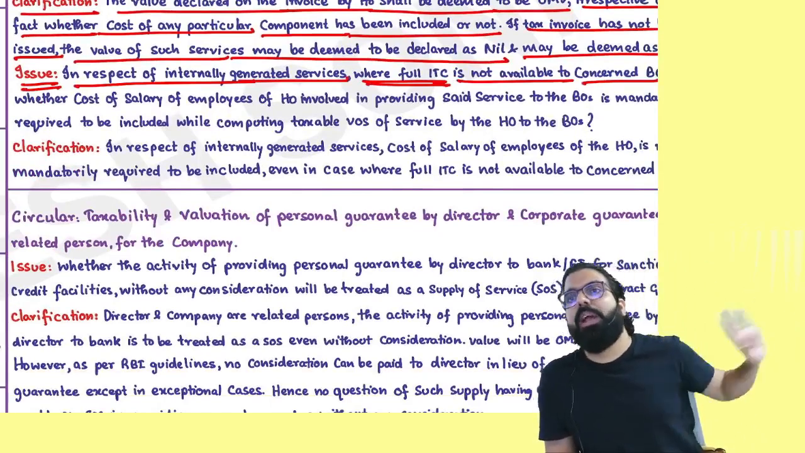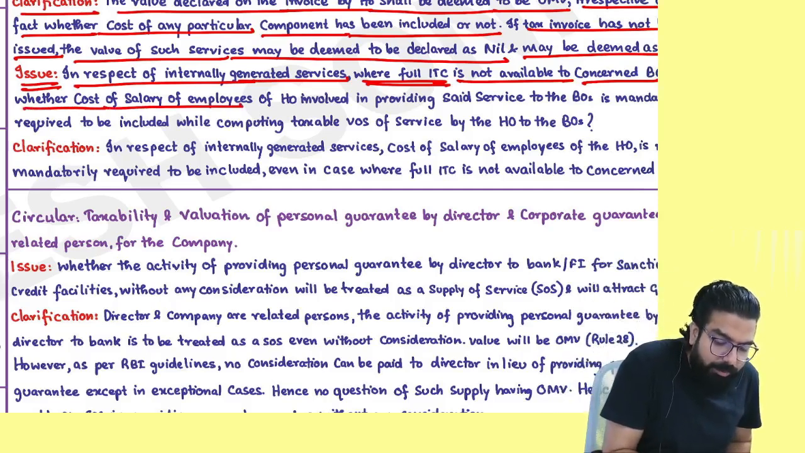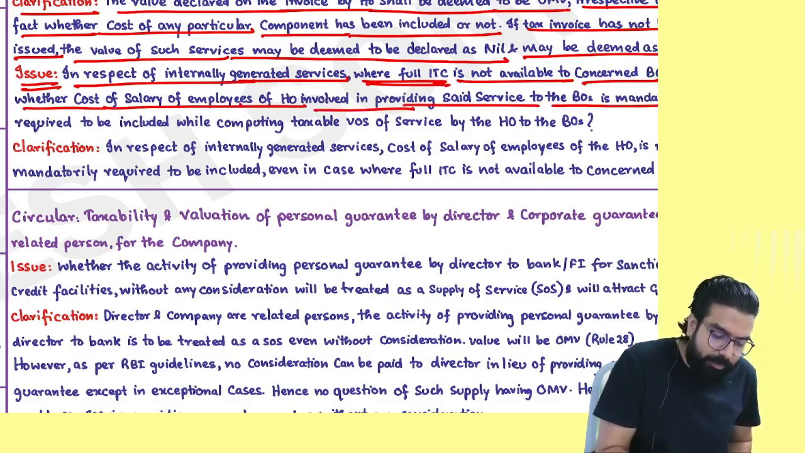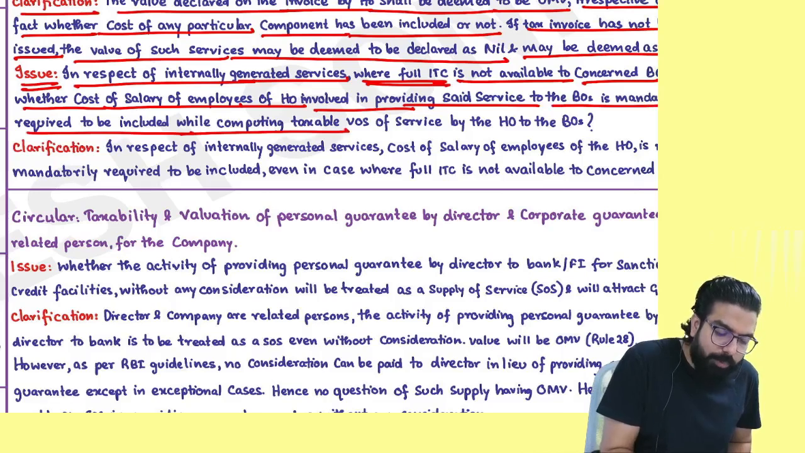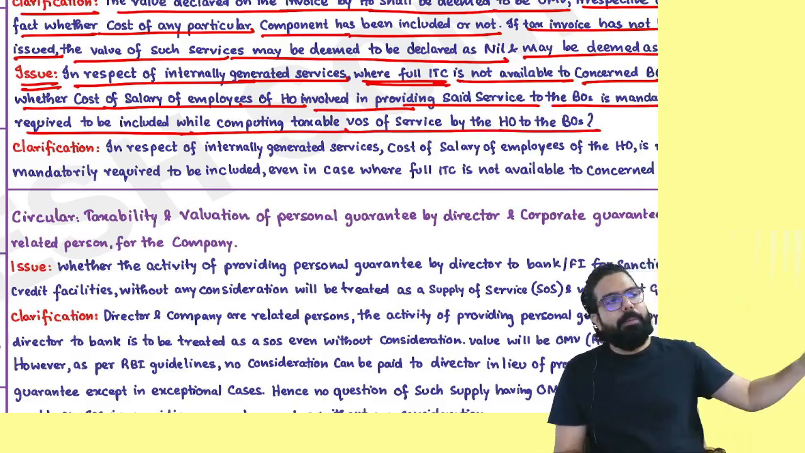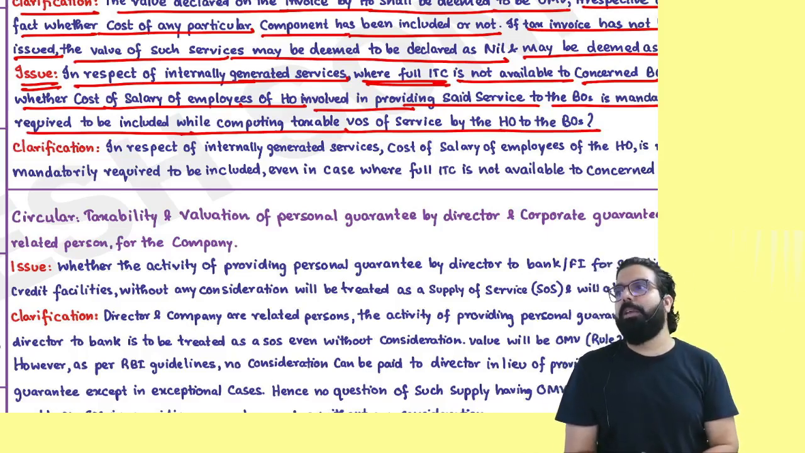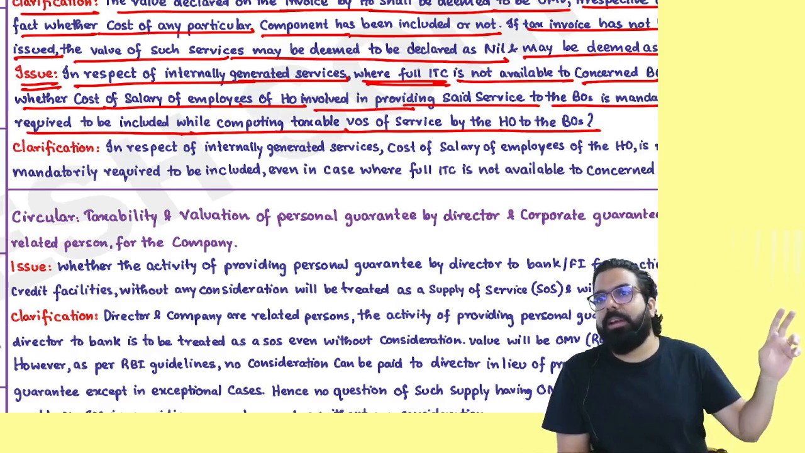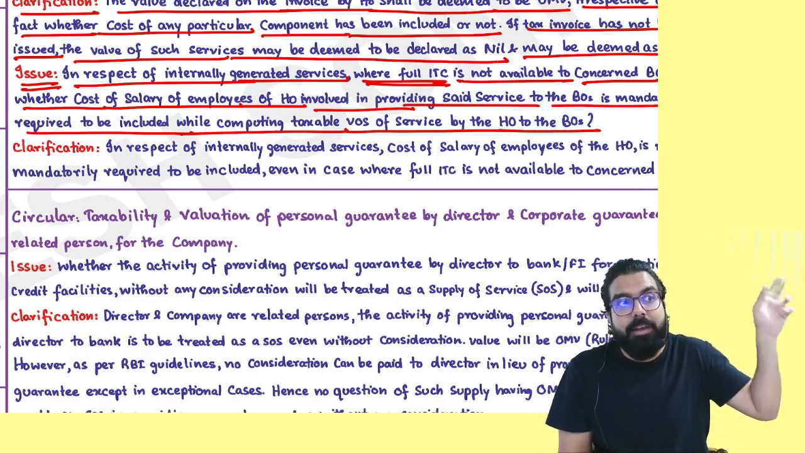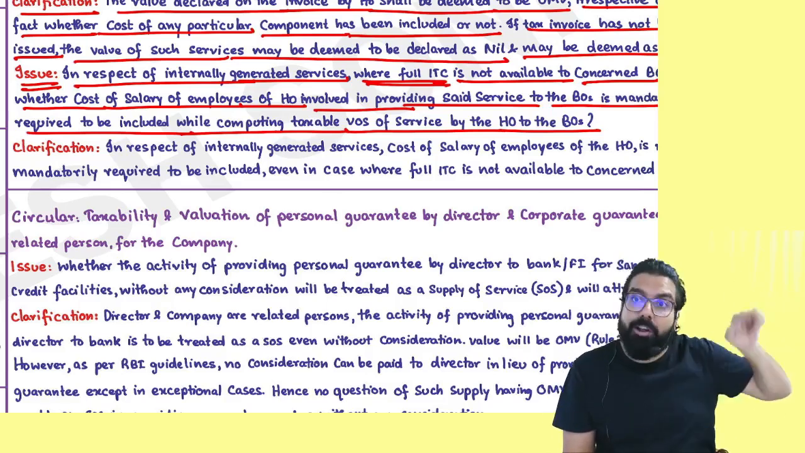Sir, in respect of internally generated service where full ITC is not available to the branch, might be my branch is not getting full ITC, then whether cost of salary of the employee of the head office involved in providing the service to the branch office is mandatorily required to be included while computing the taxable value of supply of service by the head office to the branch office? For an example, my branch office is not eligible for full ITC. In that scenario, what should be my value of supply? It should be generally open market value. Do you guys agree with me?